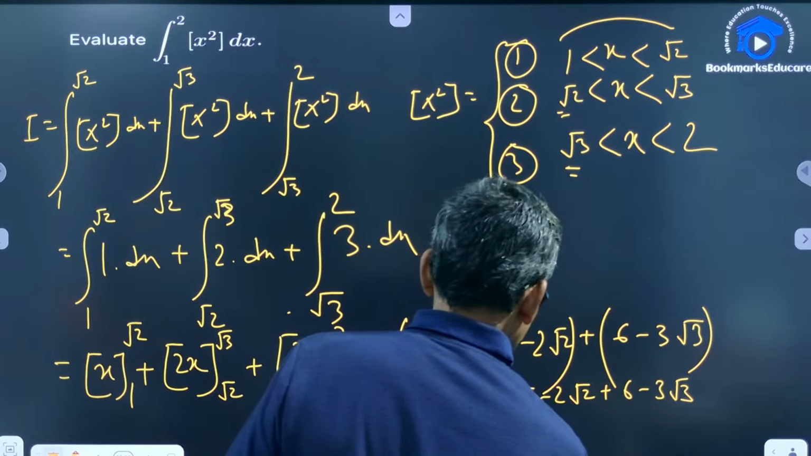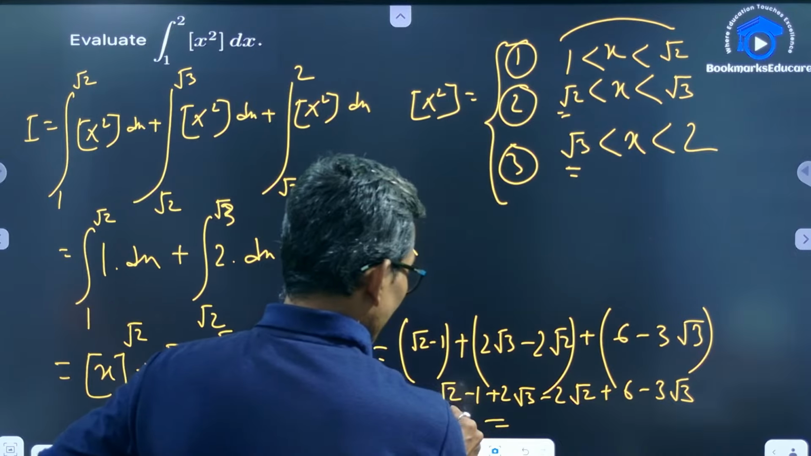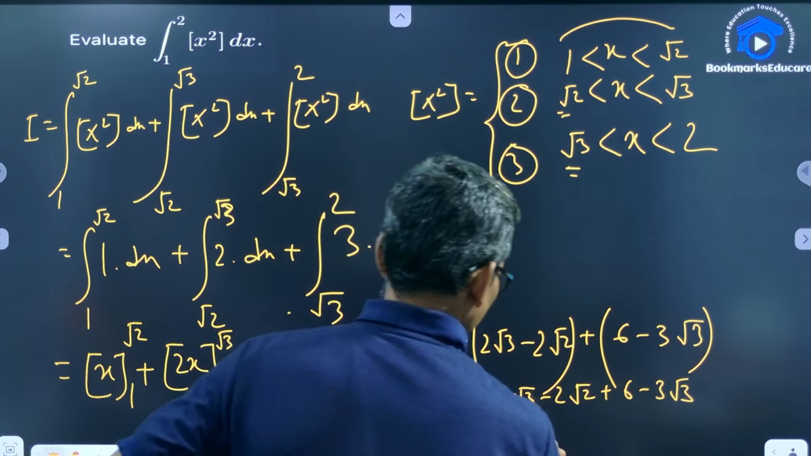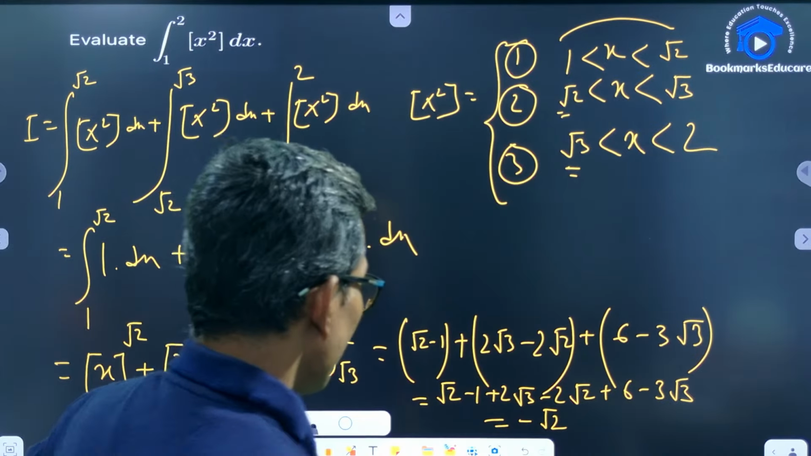So क्या हो जाएगा? √2 minus 2√2, so minus √2 हो जाएगा। क्लियर?